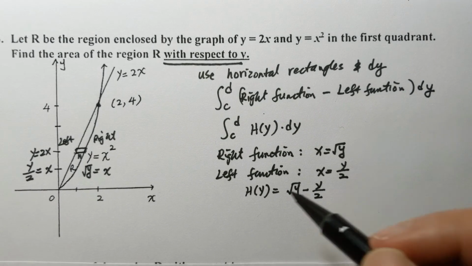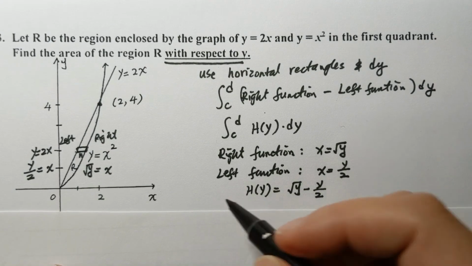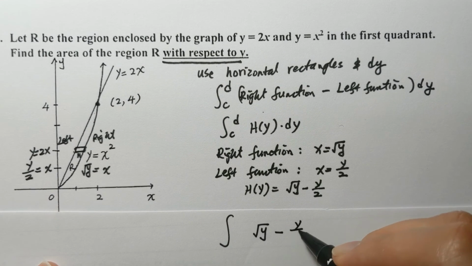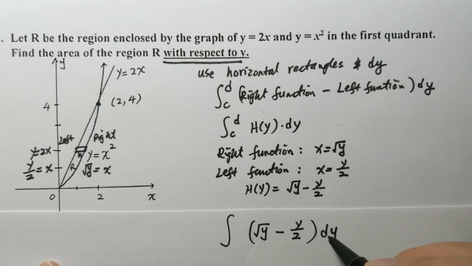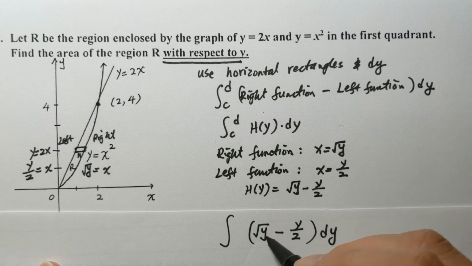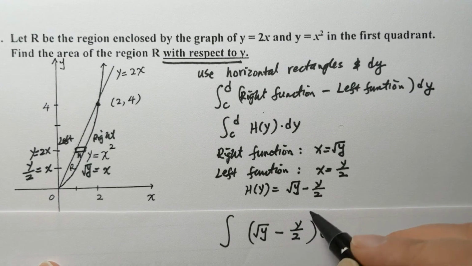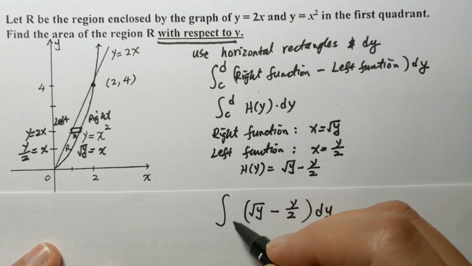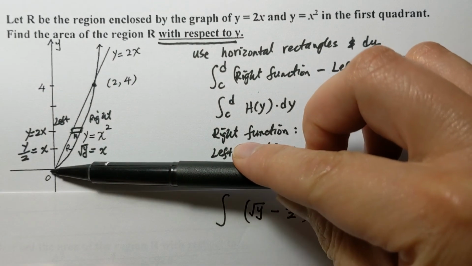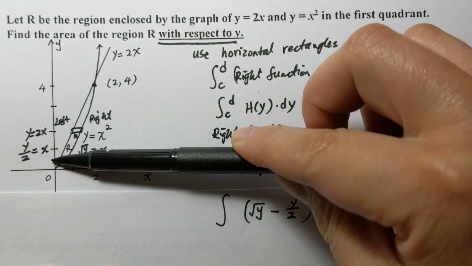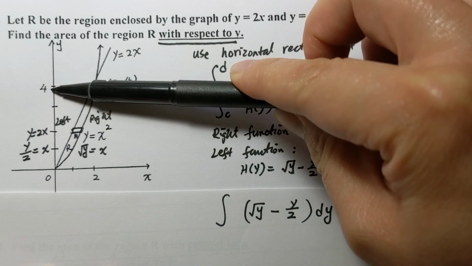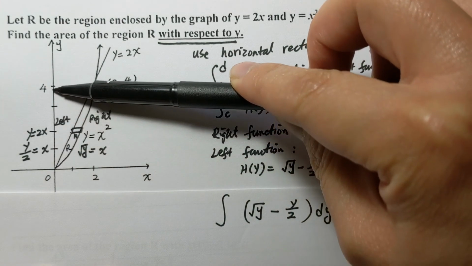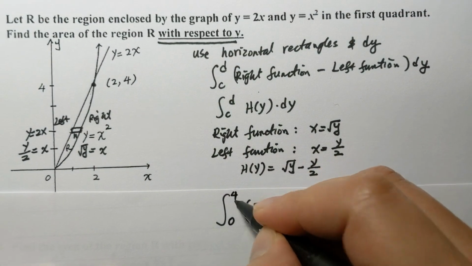Now we're going to substitute into the integral. So now we get the integral of square root of y minus y over 2, dy. They are all functions of y. If you have an x over here, that means you forgot to change it into x equal to something with y. Now your c and d have to be y values. You begin over here at 0, and you can move up, and your biggest y value is 4 because you start at (2, 4). The smallest y value is 0 and the biggest is 4. So therefore we have 0 to 4.